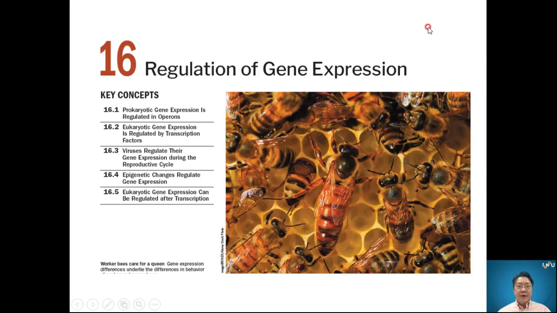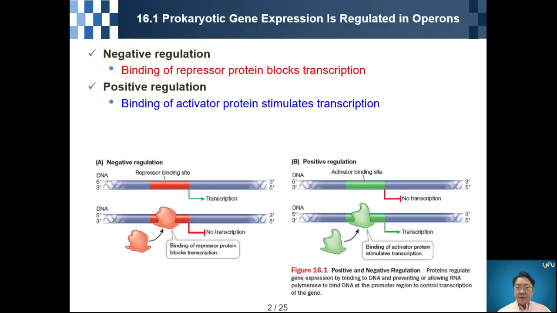Okay, so today we will learn chapter 16, regulation of gene expression. Chapter 16 is composed of 5 subjects, starting from prokaryotic gene expression is regulated in operons. Finally, we will cover eukaryotic gene expression can be regulated after transcription. So in this slide, we will learn the first subject: prokaryotic gene expression is regulated in operons.